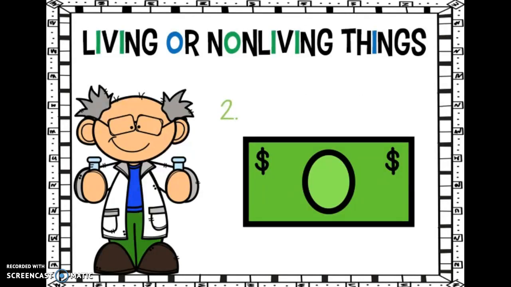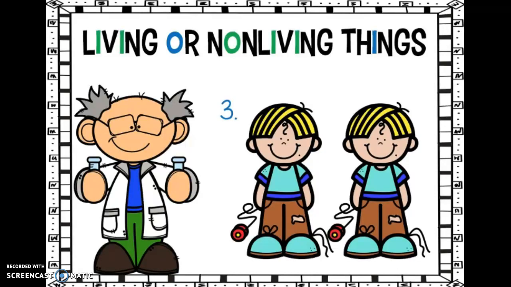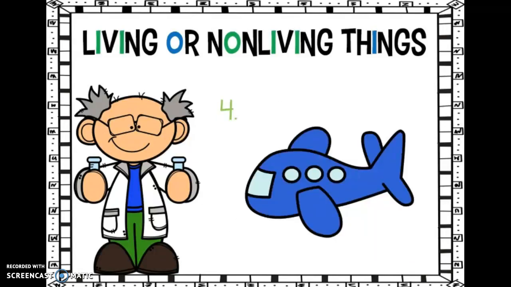Number 2. Do you think dollar bills are living or non-living things? Number 3, 2 kids. Do you think kids are living or non-living things? Number 4, an airplane. Do you think an airplane is a living thing or a non-living thing?